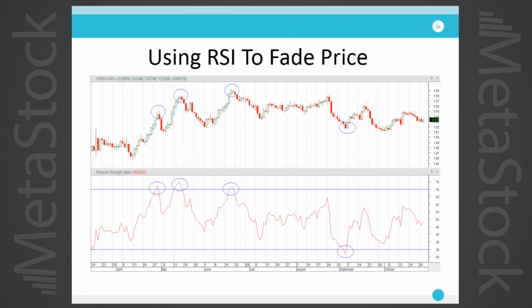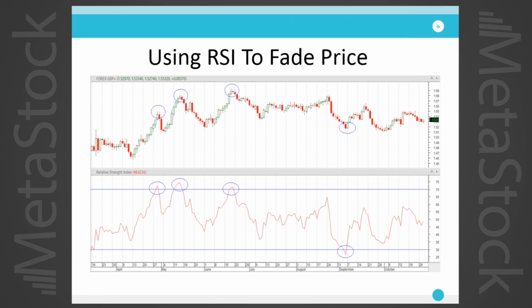So it should be pretty clear just by looking at this basic example how the indicator can be used on a very basic level just to fade price action, trying to establish price swings as being either overbought or oversold as identified by the indicator, and then looking to trade an anticipated reaction.